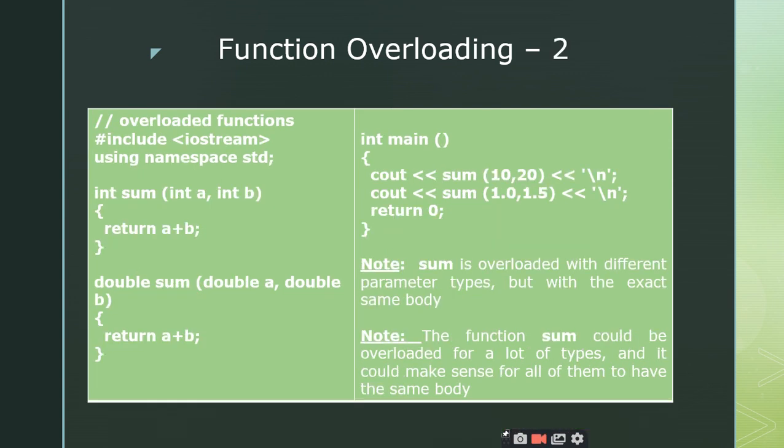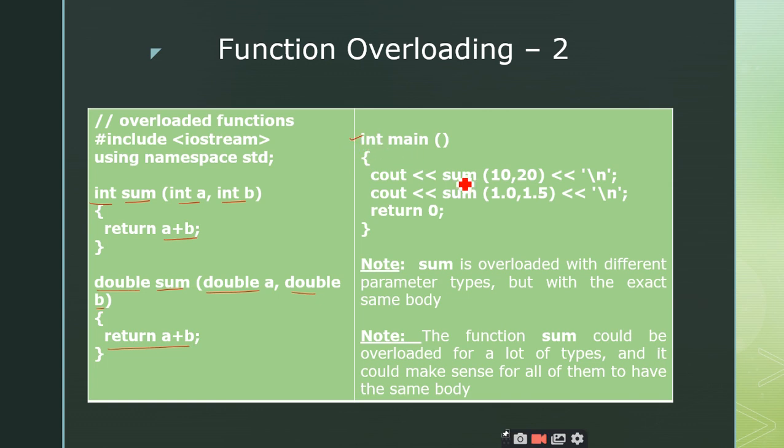Yes, sir. Let us see another example, right? The same thing, I have taken the sum function with two parameters, both belonging to the integer data type, and I am returning the addition of two integer values. And the same function name sum has been used with two input parameters which are of double data type, and I am returning a plus b, that is the sum of two double values, right? So up to here we don't have any doubt.